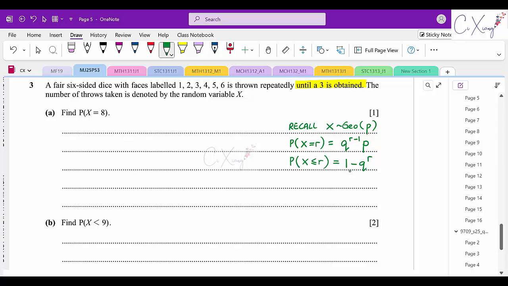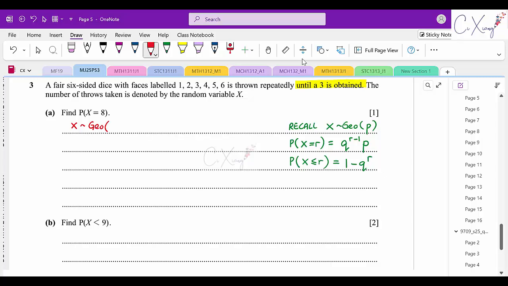So if you want to use it, just make sure that you try to remember it before you go into the exam hall. Okay, so let's start with our question here. I know that this is a geometric distribution because you are looking for the number of throws until a tree is obtained. So that means this is a geometric distribution. To put the p in as the parameter, the p will be the probability of obtaining a tree.